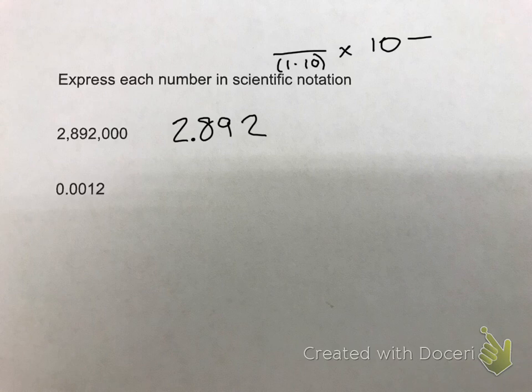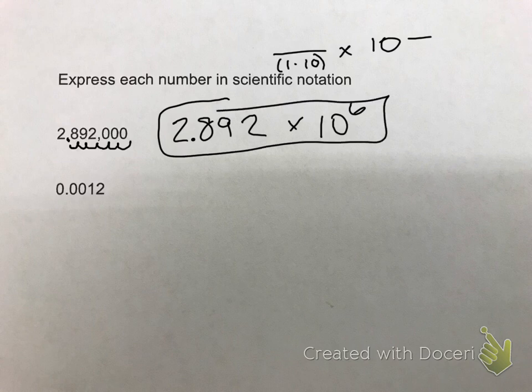So that's 2.892. We've got to use all of the numbers that are not zeros. And then you basically have to tell me how many times we have to move the decimal to get back to where it started. Well, if I put the decimal right here, I've got to move it 1, 2, 3, 4, 5, 6 times in order to get back to where I started. So that means the exponent is 6. So there is our scientific notation.